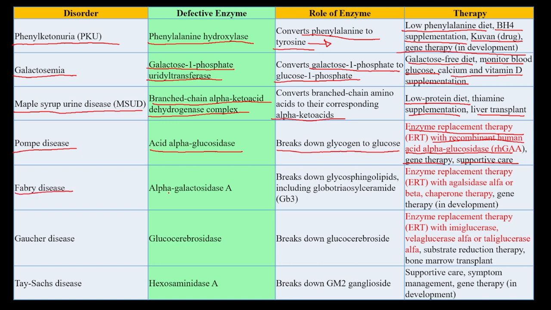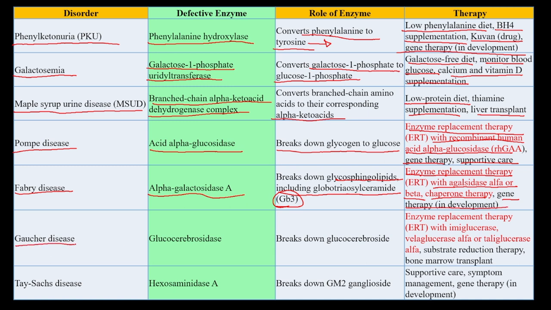Fabry disease, so the defective enzyme is alpha galactosidase. It breaks down the glycosphingolipids, including globotriaosylceramide or Gb3. And the therapy is enzyme replacement therapy with agalsidase alfa or beta, chaperone therapy, and gene therapy.